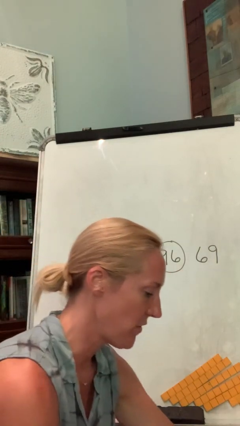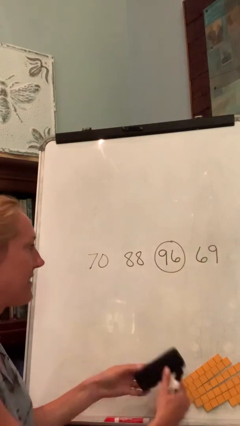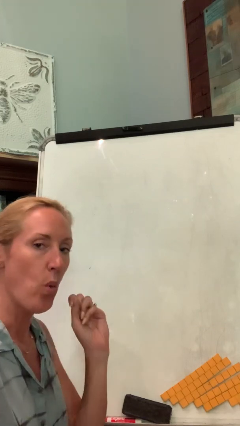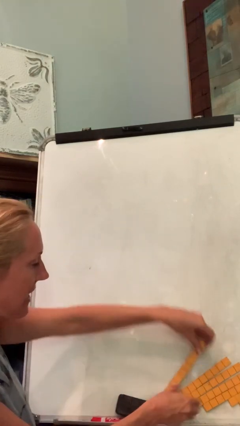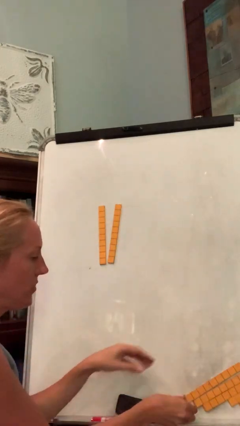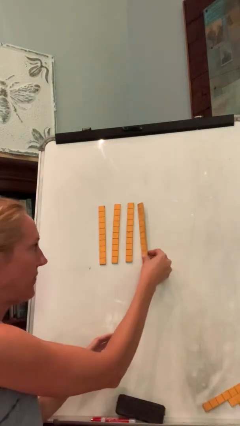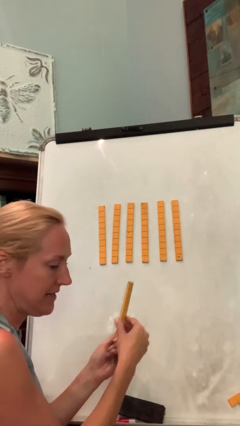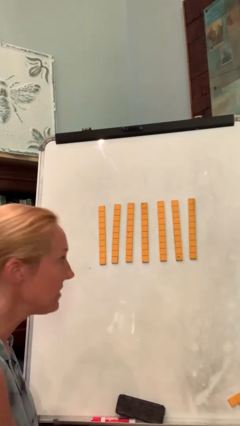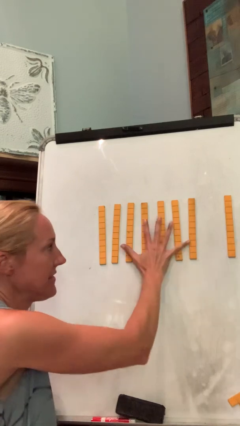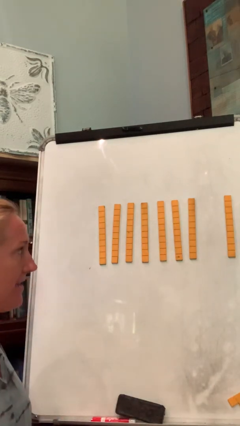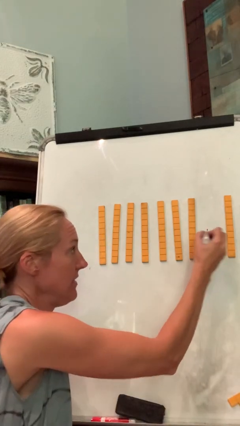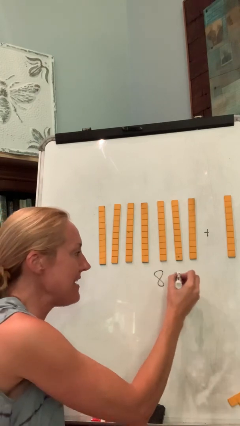Okay, let's go to our next page. On the next part, it says, you have 7 10s and 1 more 10. So you have 7 10s. Here's 1 10, 2, 3 10s, 4 10s, 5 10s, 6 10s, 7 10s, and 1 more 10. So you've got 7 plus 1, 10. So that means you have 8 10s altogether. What does that equal? 7 10s and 1 10, that's 8 10s.